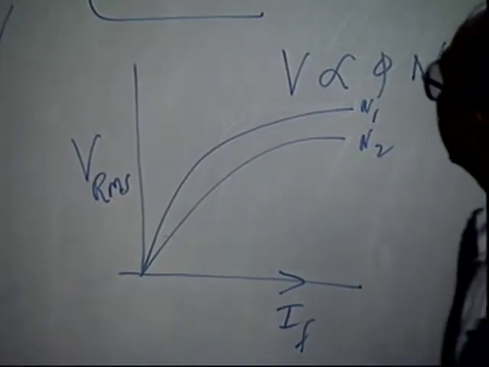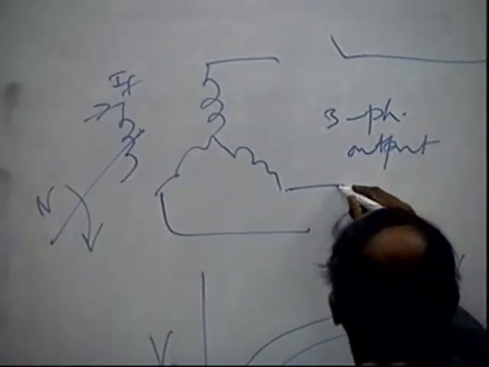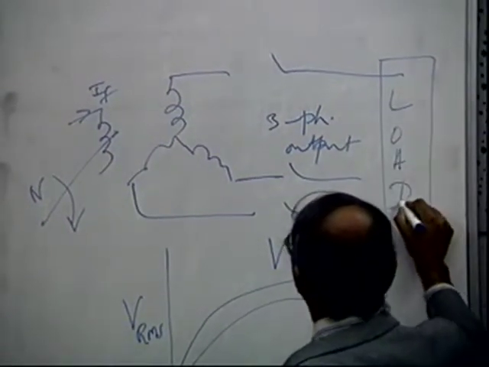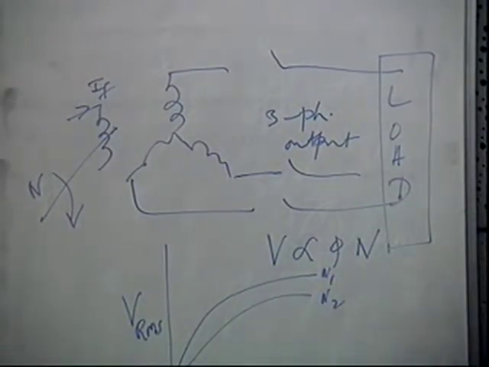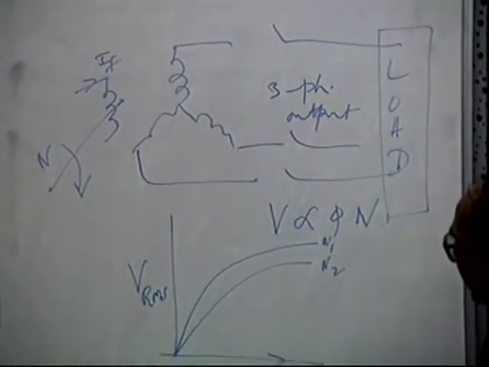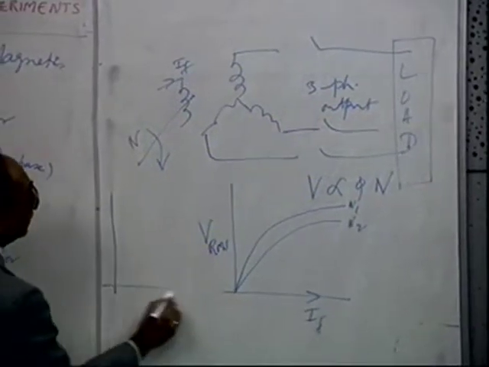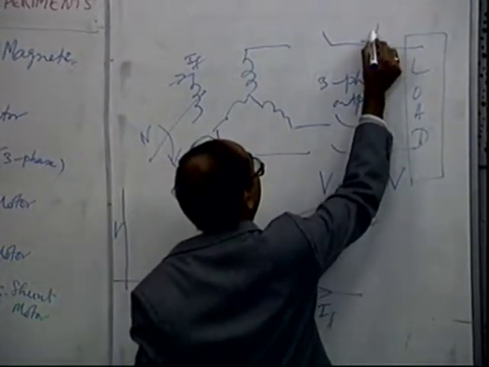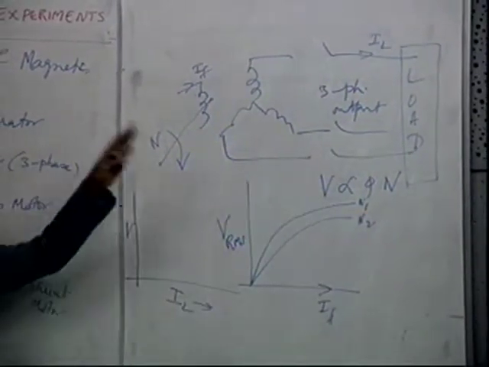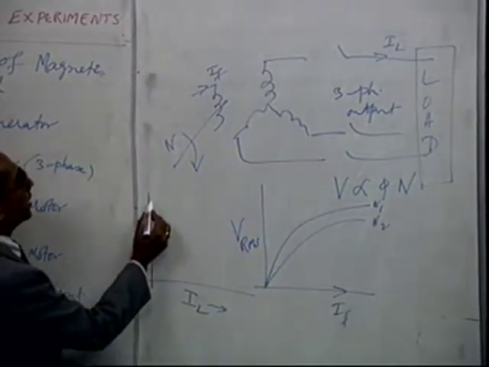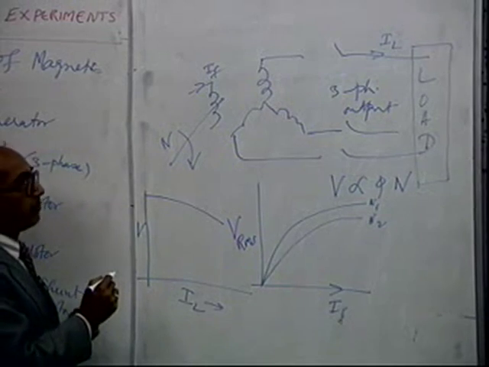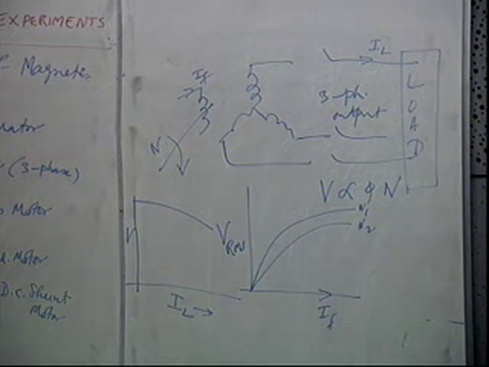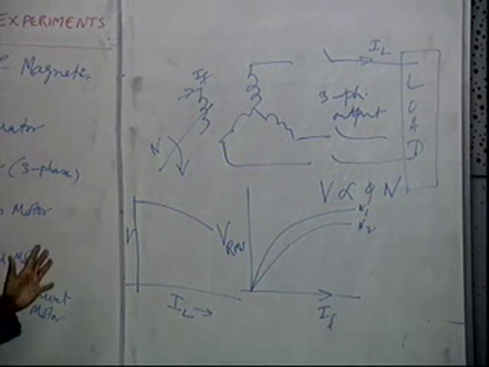Then you can also repeat it connected to a load. Just like a DC generator, this is an experiment on an AC generator, where you will observe that the voltage generated, if this is the current drawn, and this is all three phase, then if you load it, you would expect a drop here because of the internal impedances. So this is another observation that you will make. You will just do two experiments on this.